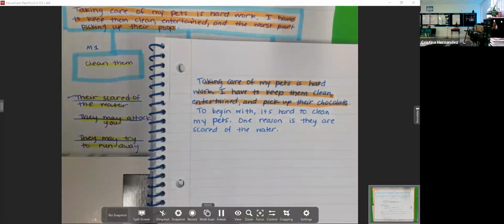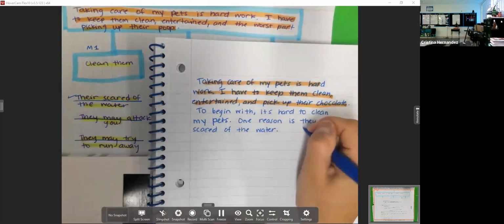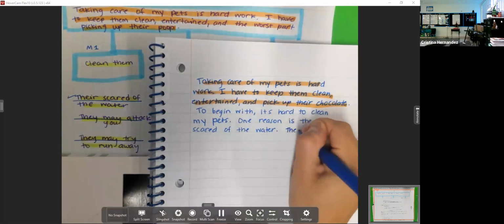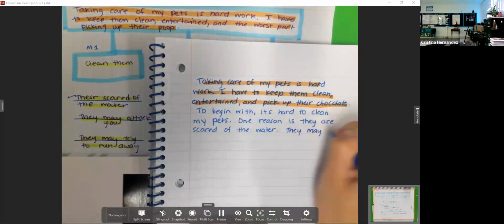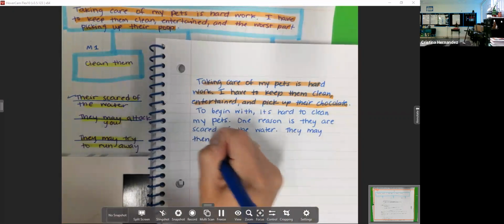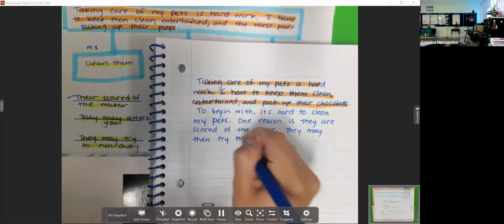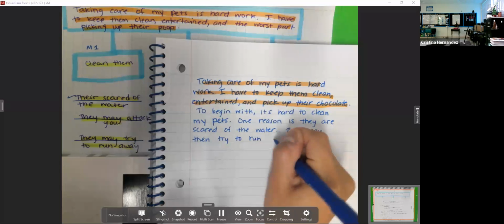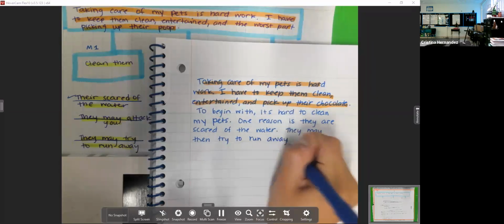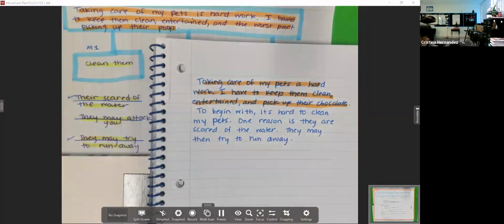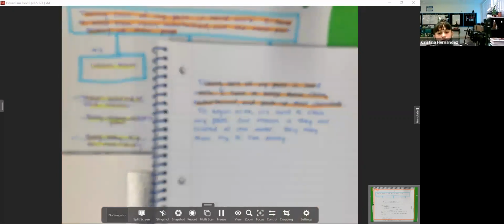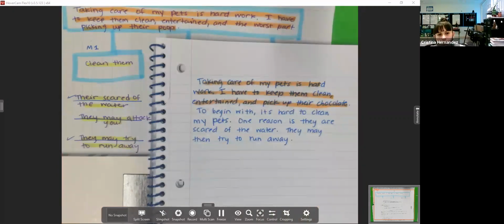They then try to run away. All right. Oh, there we go. We got two. What else may they try to do if they're scared of that water?